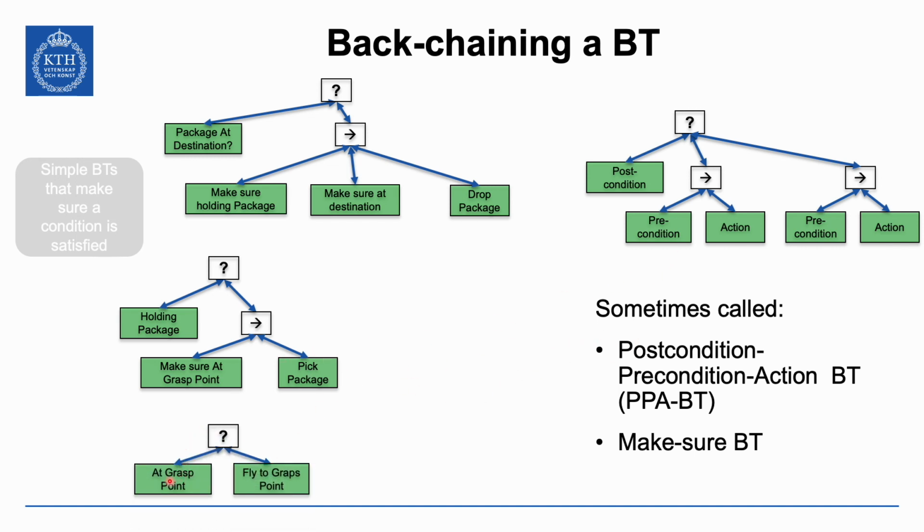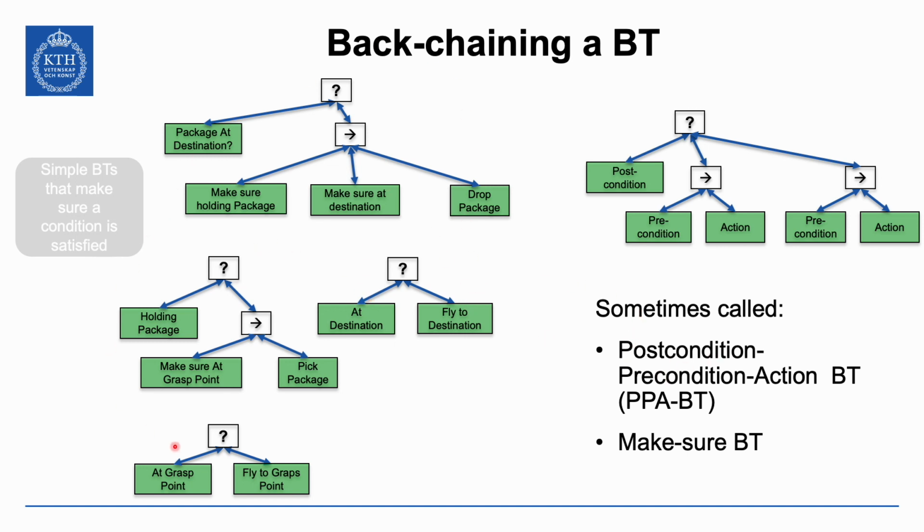Here's another example, at the grasp point. That's a post condition. This is the action, fly to grasp point, which achieves that. And here, if you have no preconditions, then a sequence with a single child is the same as just the child. So you can simplify this to just having the action, and then you get this little structure as a special case of this general thing here. The same thing with at destination. Either you're at the destination or you do an action to achieve it, fly to destination. So all these are PPA BTs, if you will.